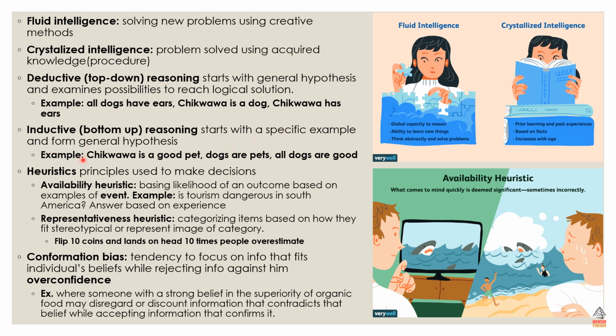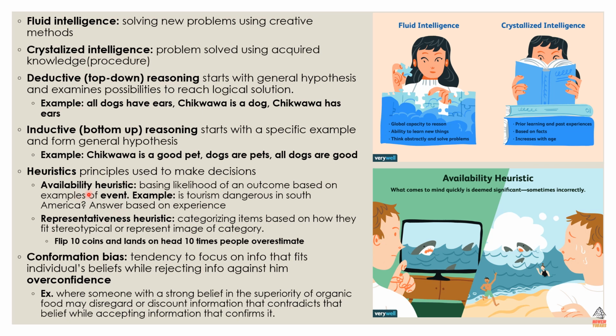Then you have inductive, bottom-up reasoning. You start with a specific example and then you work your way up to a general hypothesis. So for instance, again, Chihuahua is a good pet. Dogs are pets. All dogs are good. With inductive reasoning, it may not be true because you're creating a general hypothesis from a specific example.